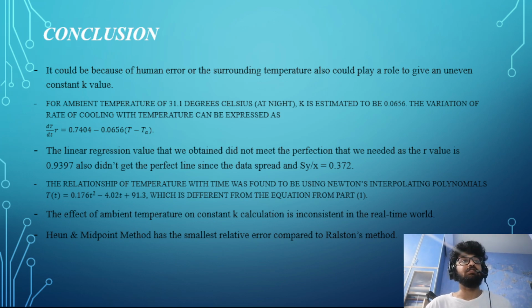The effect of ambient temperature on constant K calculation is inconsistent in the real world. And lastly, the Heun and midpoint method has the smallest relative error compared to the Ralston method. So hence, the Heun's midpoint method has a better and closest value compared to Ralston's method.